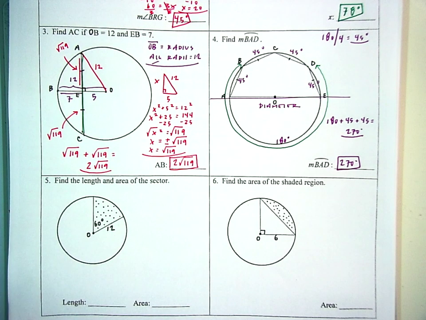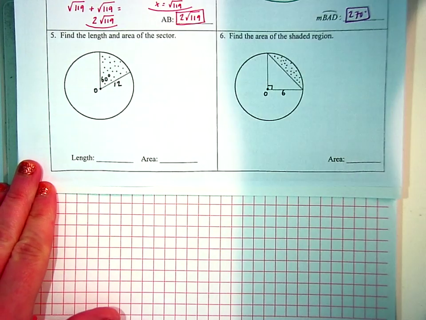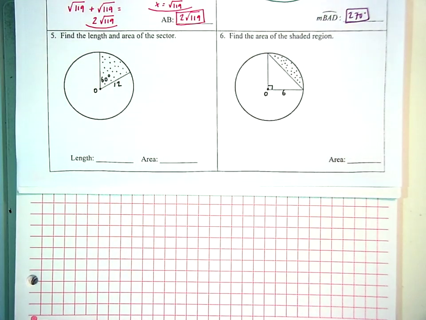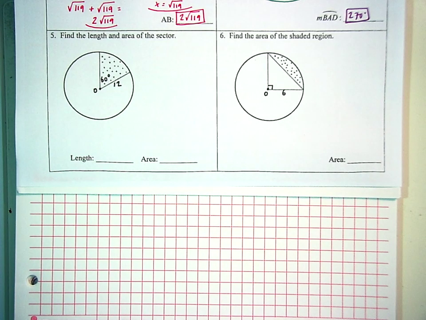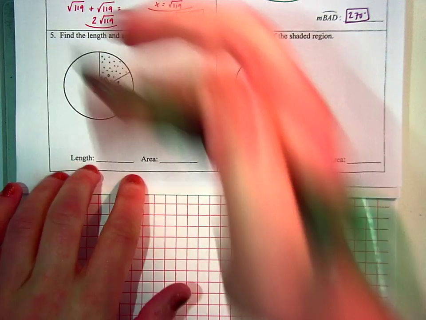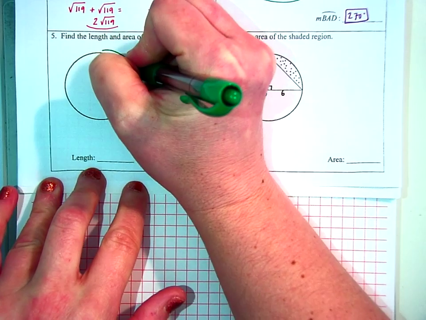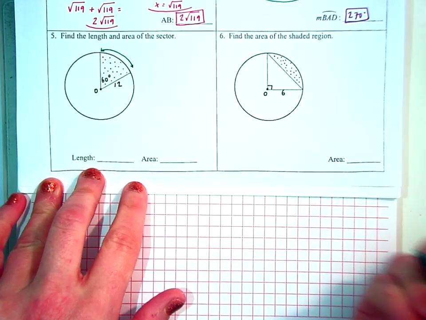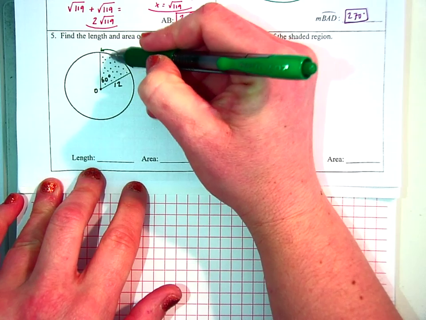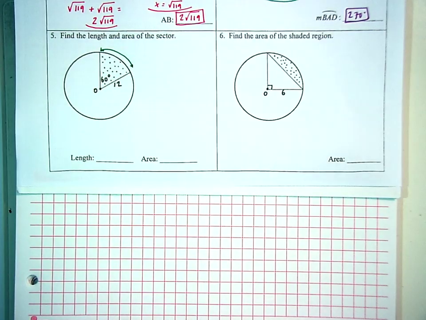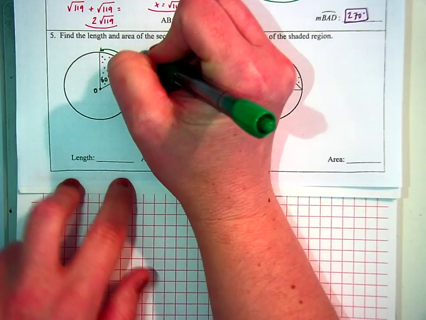All right, next up, back to our sector type problems. So here I'm saying find the length and the area of the sector. And remember that a sector is just like a slice of pie. So I'm looking at the length. So my length would be from here to here. And its area would be that space that is filled in, that shaded region. Okay, so let's start with length.